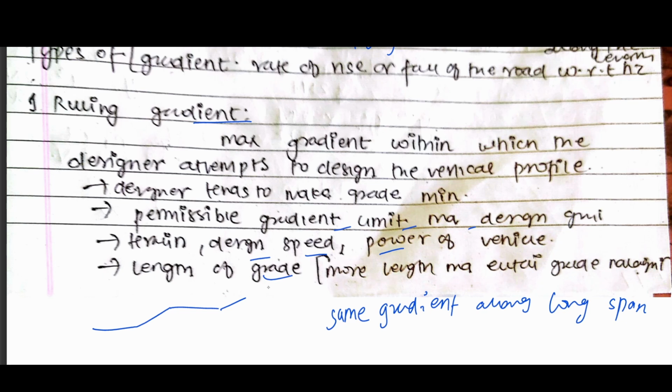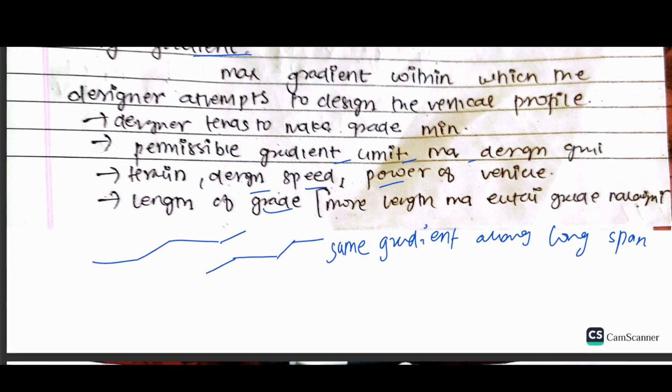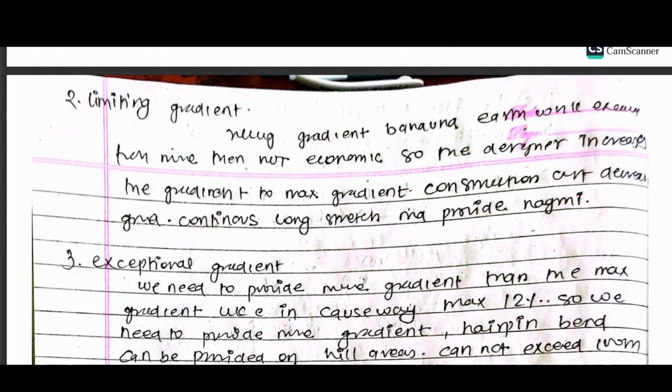So that's why we don't provide the gradient along a long span of length. We provide a bit steeper gradient and then a straight portion, and steeper gradient and then a straight portion, like that. Okay, another one is the limiting gradient.